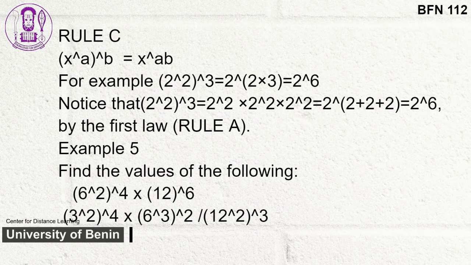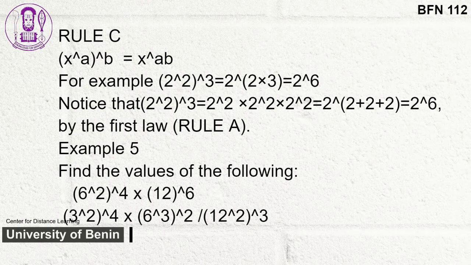Rule C. x to the power of a in brackets to the power of b equals x to the power of ab. For example, 2 squared in brackets cubed equals 2 to the power of 2 times 3, equals 2 to the power of 6. Notice that 2 squared in brackets cubed equals 2 squared times 2 squared times 2 squared equals 2 to the power of 2 plus 2 plus 2 equals 2 to the power of 6, by the first law, rule A.